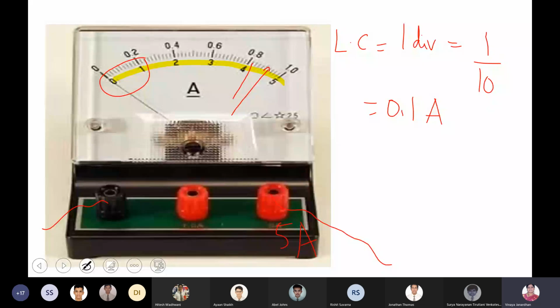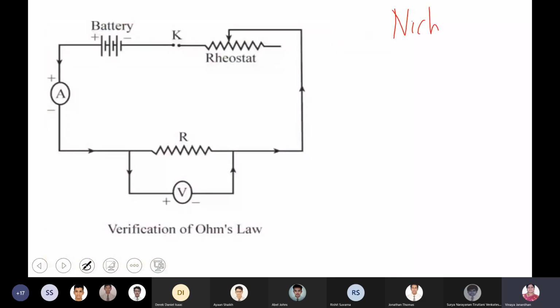Now, tomorrow's experiment, you will be given two wires, right? One is of nichrome. Nichrome is an alloy. The other one is what we call constantan. First and foremost, you have to use your Ohm's law experimental setup. Find the resistance of nichrome separately. Find the resistance of constantan separately, by plotting the V versus I graph. Is that clear? You have to find the resistivity.